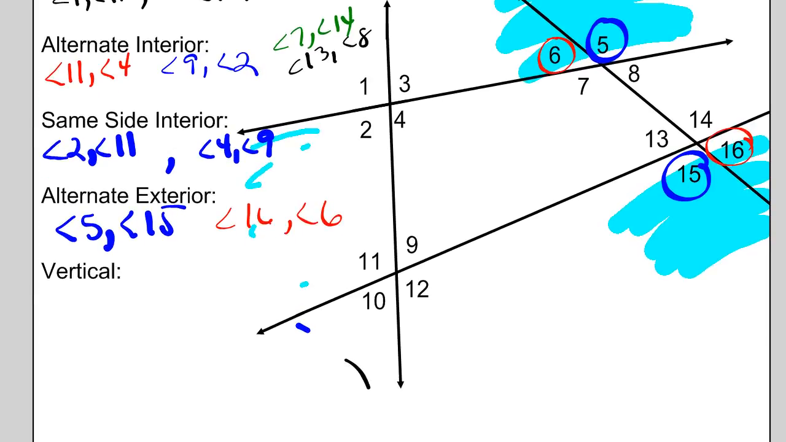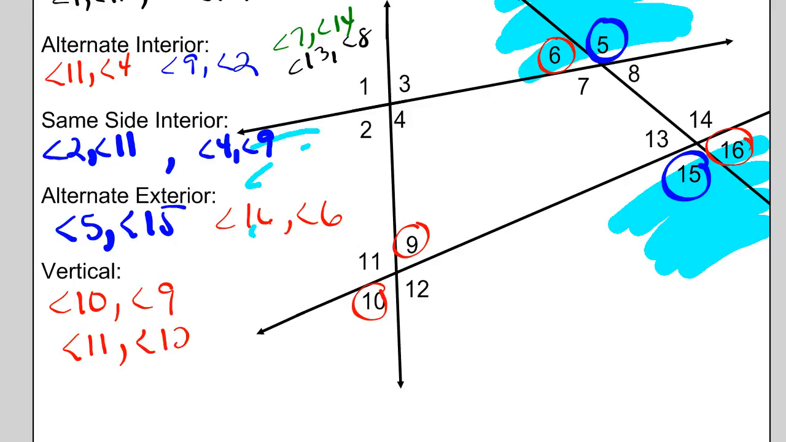And then last but not least, let's talk vertical. You guys, there's a million vertical angles on here. Can we say 9 and 10? Can we say angle 11, angle 12? Can we say 2 and 3, and on, right? Okay. So a ton of different angle pair relationships.